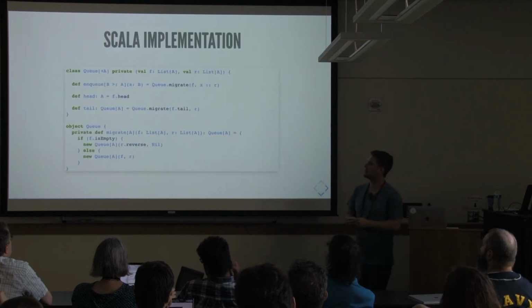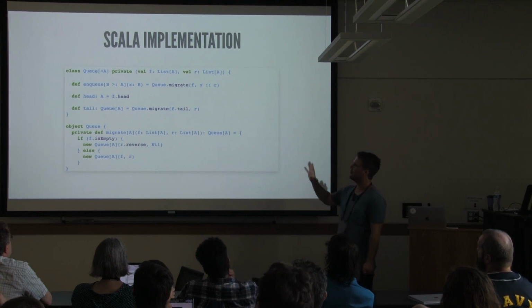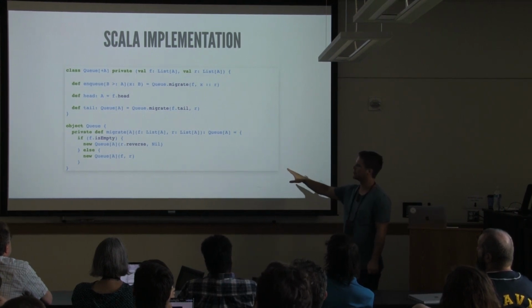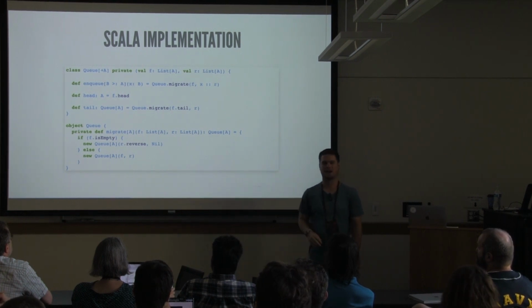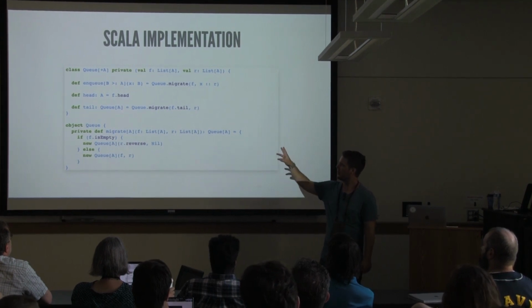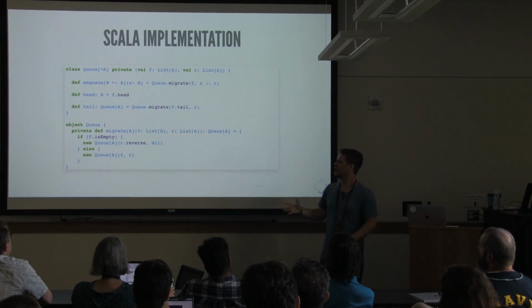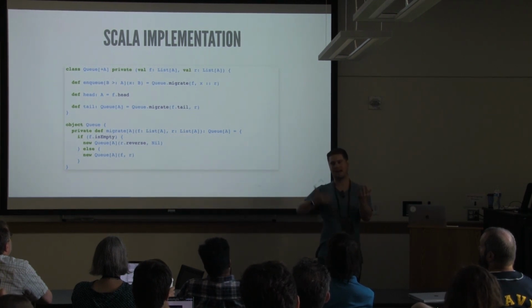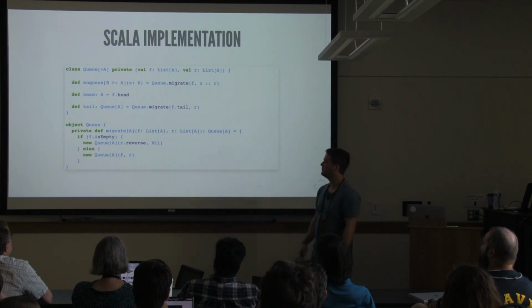And here's a Scala implementation of a queue. Most of the work happens in this migrate function, as you can see. Basically, every time this gets called on enqueue and tail, which is effectively, if you were to make a dequeue, I didn't put it on here, it would return a tuple of the head and the tail because you can't mutate. So you would say, here's the element you wanted and the new queue.